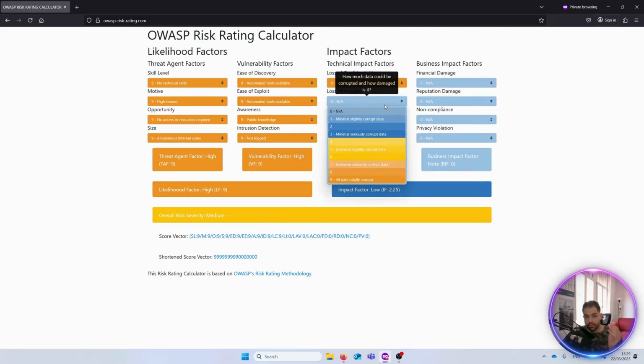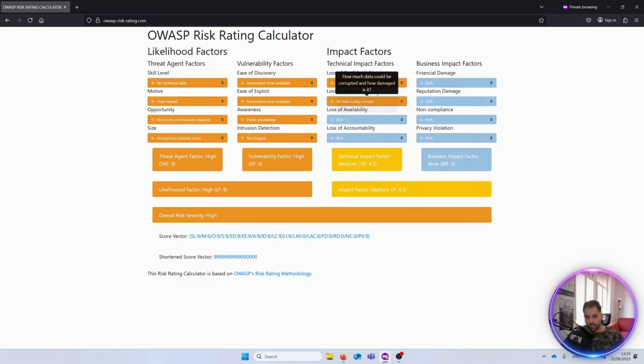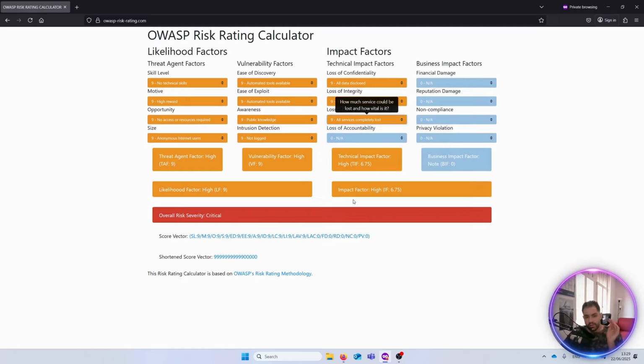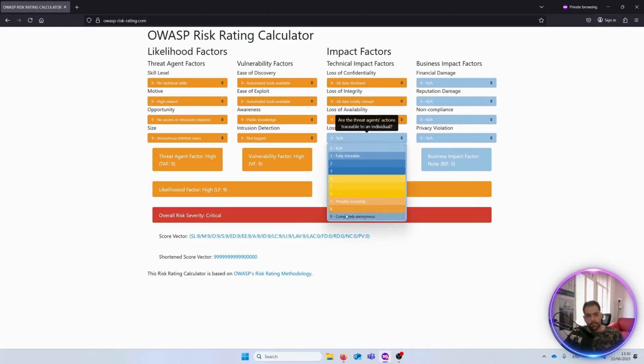And the integrity: can they also change it, or is it just that they can see it? And let's say they can also change our data, so this is even worse for integrity. And then availability: can we still access our data, or is everything gone, everything removed? And then you can see it's going to get darker and darker, red, or if it was orange, now it's red. And then accountability, let's say completely anonymous, we don't know what happened, so we cannot trace it, so it's even worse.